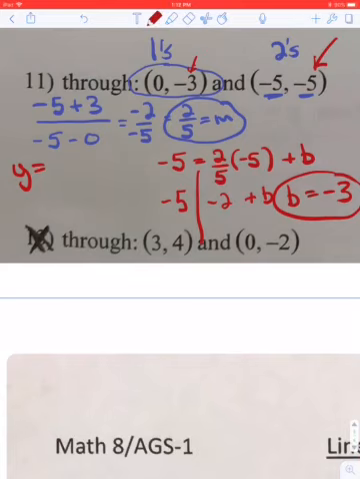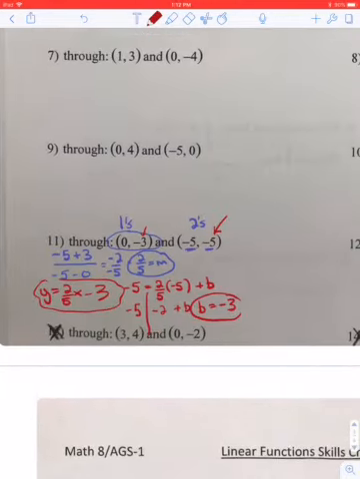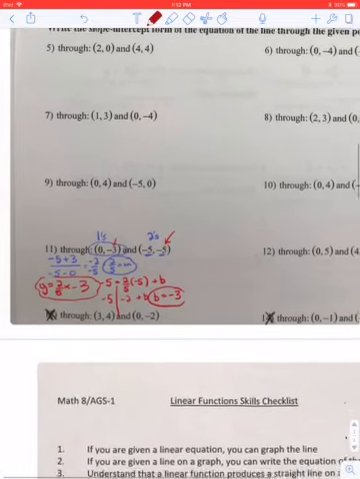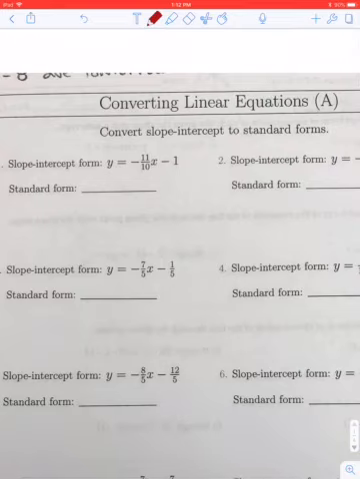So the answer for 11 is y is equal to 2/5 x minus 3. Okay, so that's how you want to do those ones. Choose either point, get the slope, plug it in, and figure out what b is. Okay, let's go quickly to standard form.